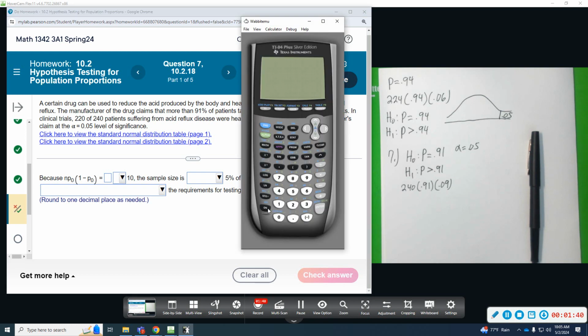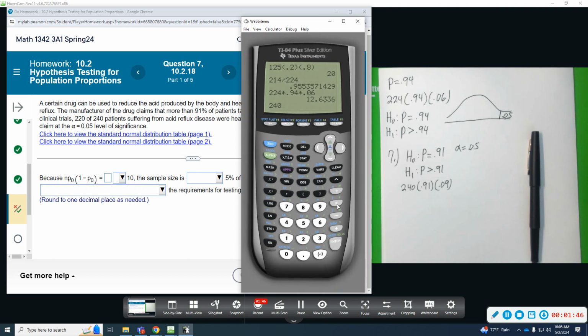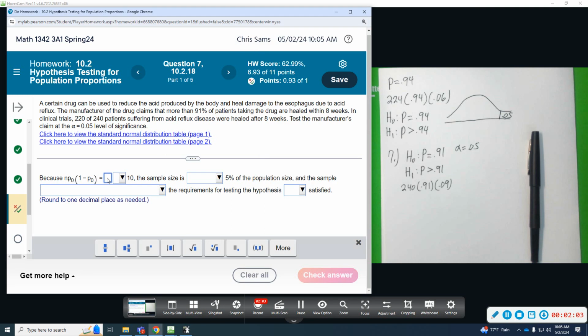So we're going to do 240 times 0.91 times 0.09. That gives us 19.65, and we want to round to 1 decimal place, which will round up to 19.7. So 19.7, that is greater than 10, so that meets the first criteria.